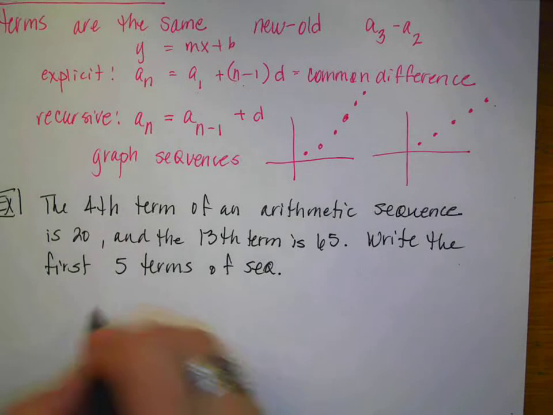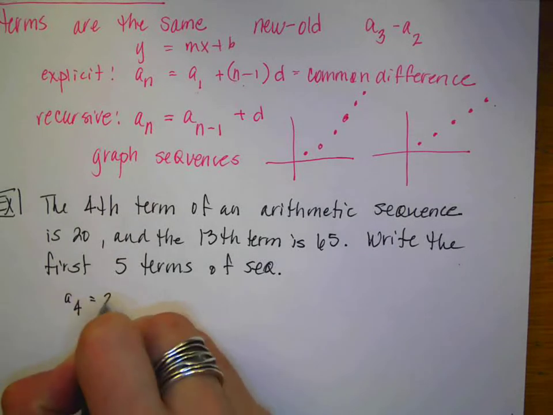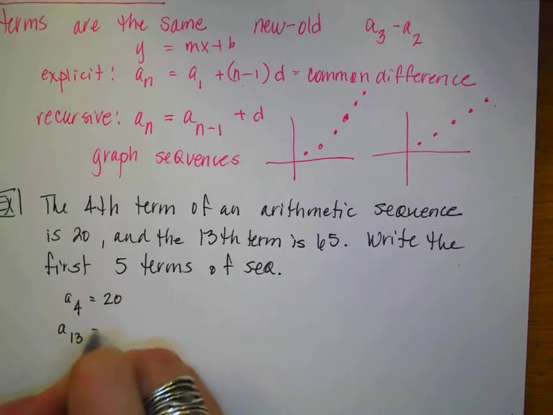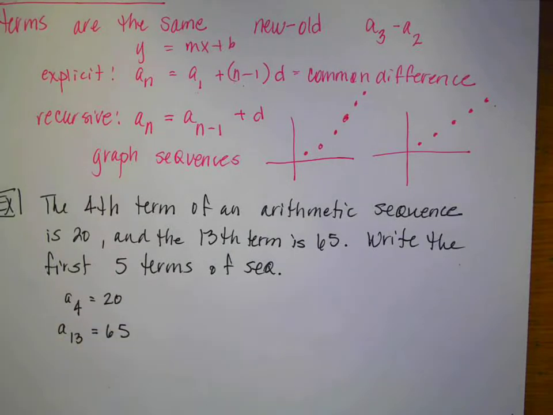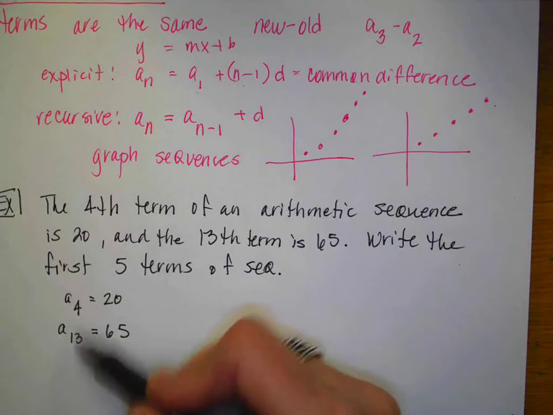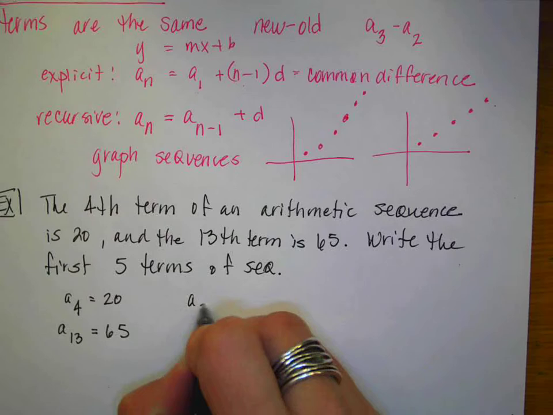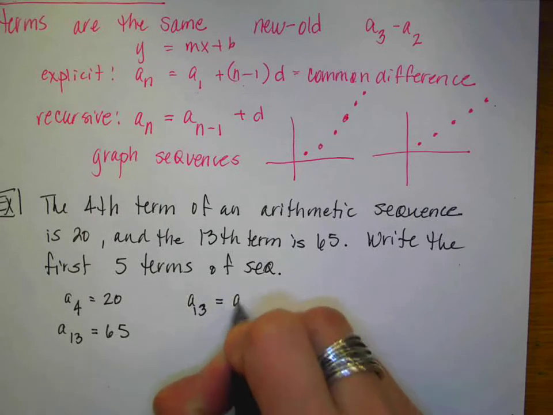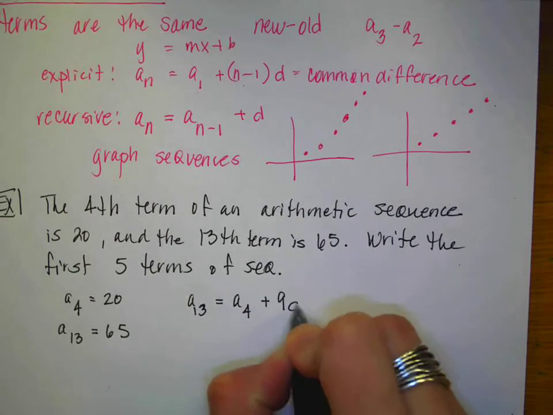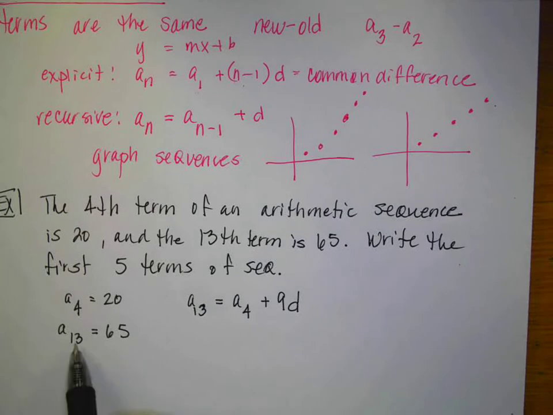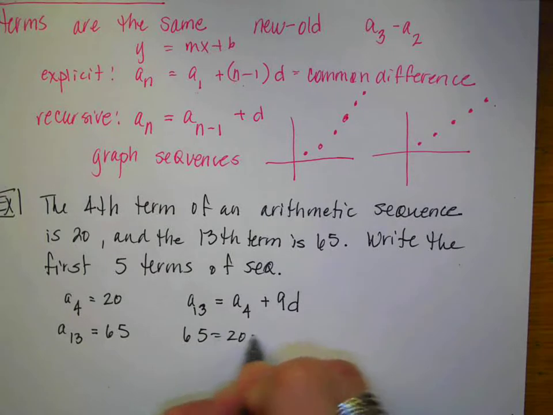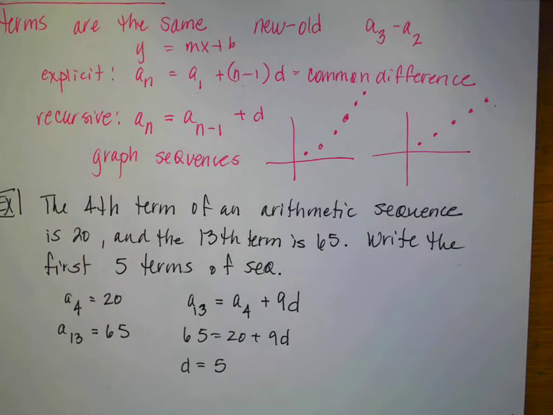Okay. So we need to write down information that we've been given, because it's always important to know what you're working with. So I know that a sub 4 is equal to 20, and I know that a sub 13 is equal to 65. Okay? So the difference between these two is 9. There's 9 terms in between, because that's really hard math. So I know that a sub 13 is going to equal a sub 4 plus 9 times the common difference, because from 4 to 13 is 9 terms away. So then I get 65 is 20 plus 9d. I solve for d, and I get that my common difference is 5.